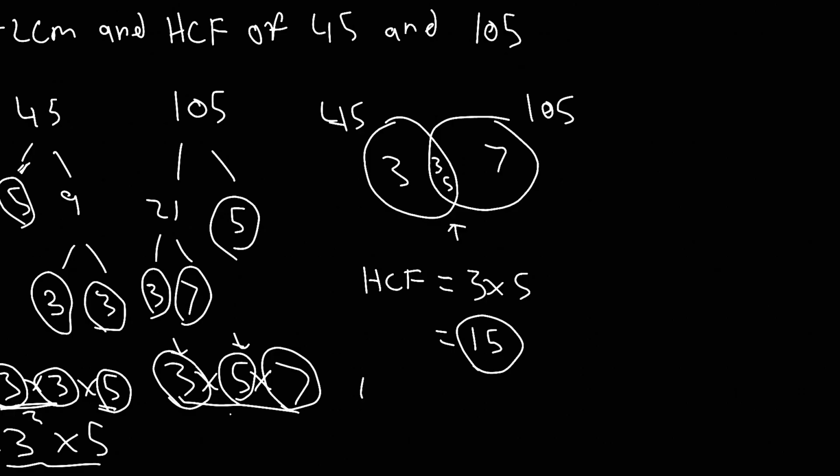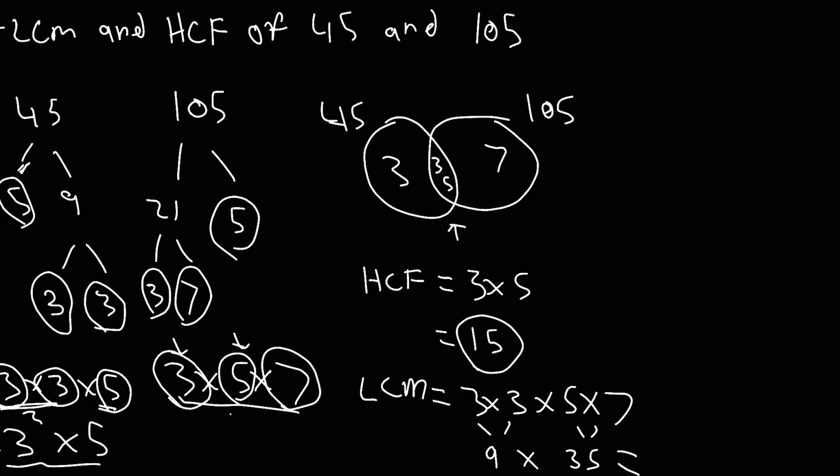As for my lowest common multiple, we just said all numbers in the Venn diagram multiplied together. So I have 3 times 3 times 5 times 7. 3 times 3 gives me 9. 5 times 7 gives me 35. 9 times 35 is going to give me, no idea what that is.